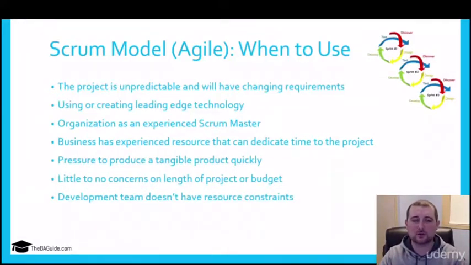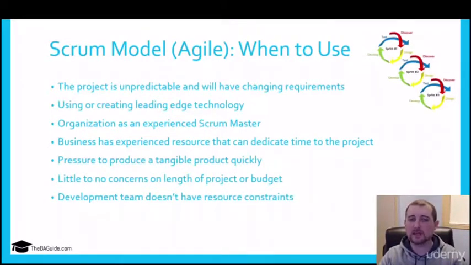The next thing is if your organization has an experienced Scrum Master, that helps a lot. The Scrum Masters are really a key and integral part. There's actually certifications strictly for becoming a Scrum Master. So it's an integral part of the team, and somebody that's experienced is very helpful. So if you have somebody in the organization, obviously it's a lot easier to utilize the Scrum model if you have a Scrum Master already there.